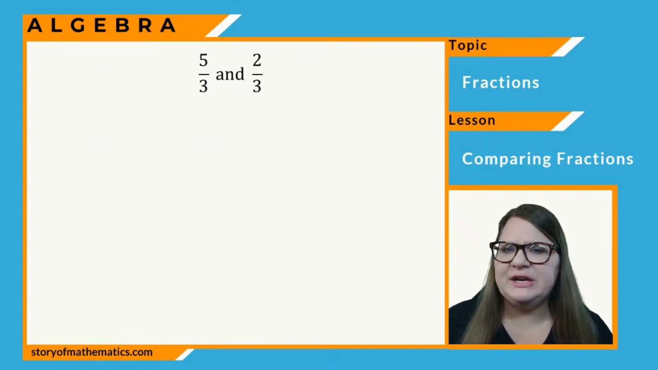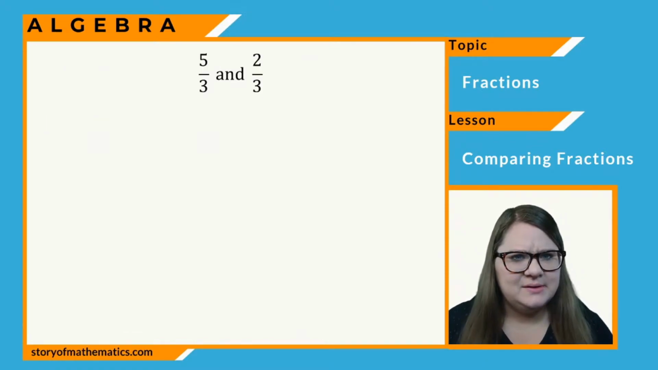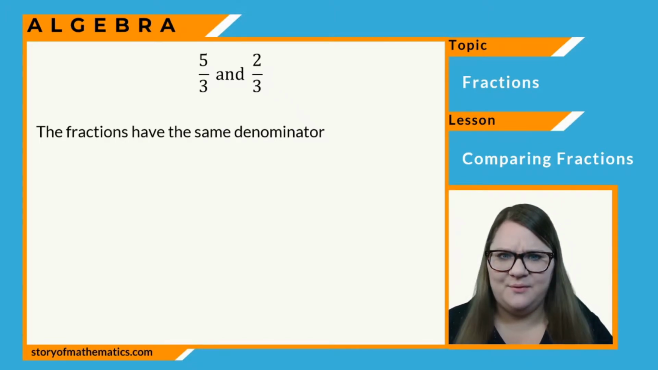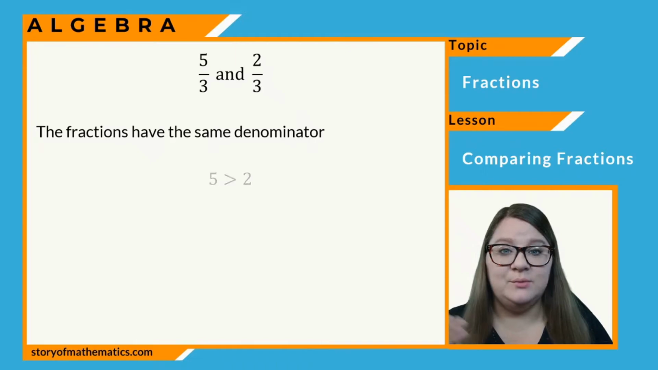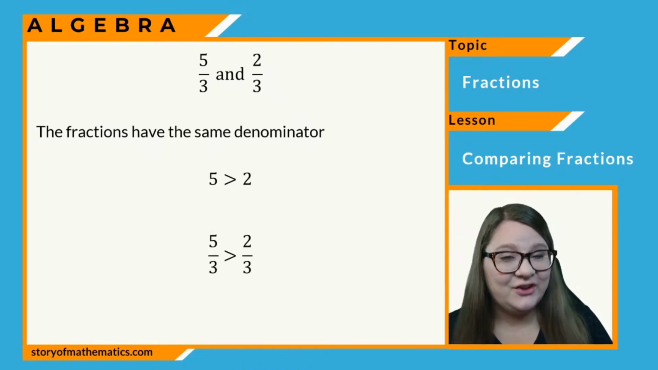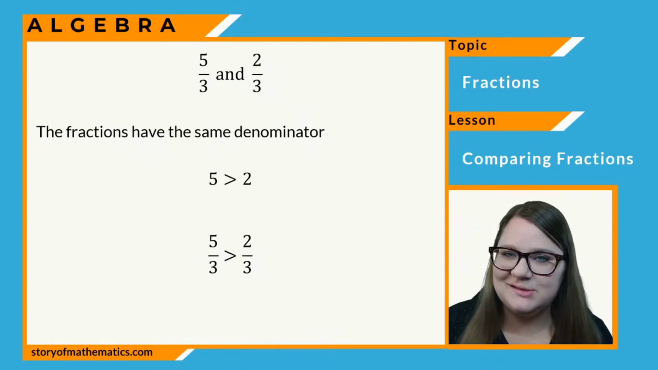Example, 5/3 and 2/3. How do I compare those? Well, the fractions have the same denominator, so I'm really just looking at the tops of the fractions. And I'm looking at 5 and 2. Well, 5 is greater than 2. So that means that 5/3 is greater than 2/3.